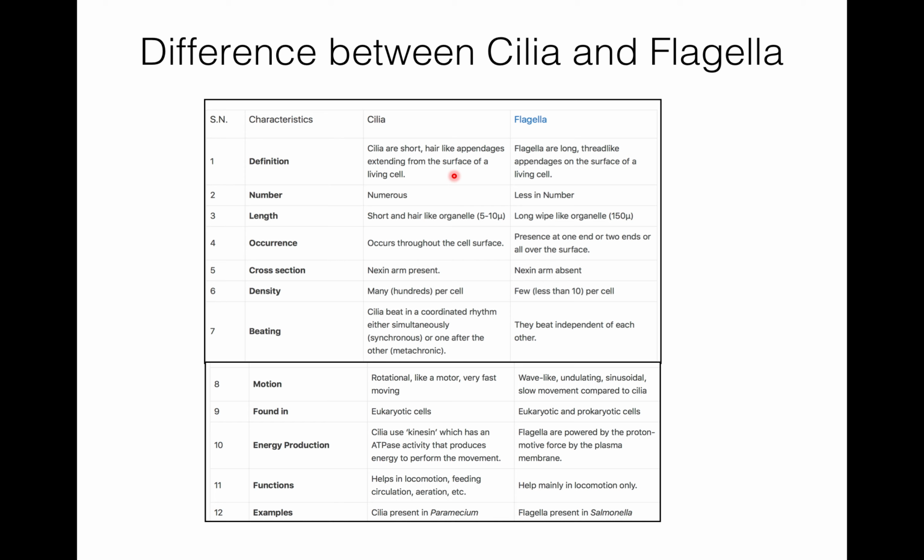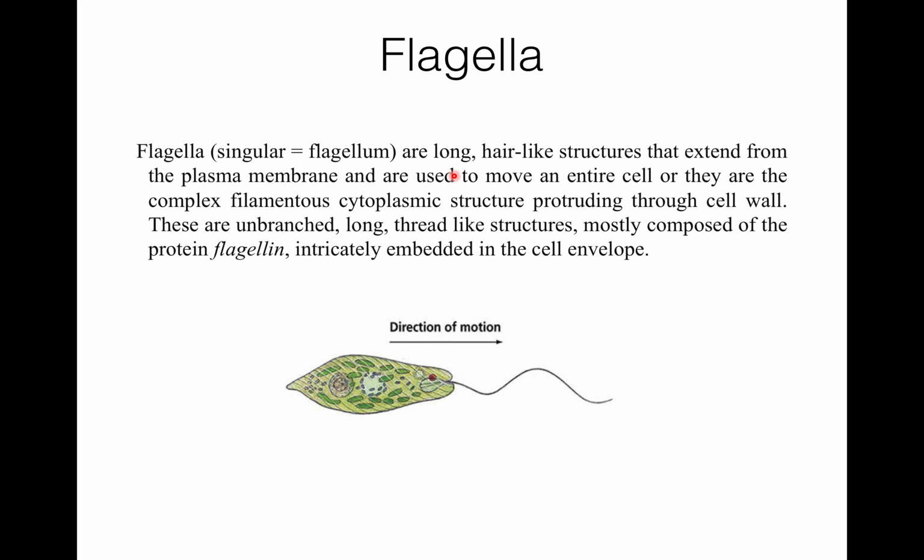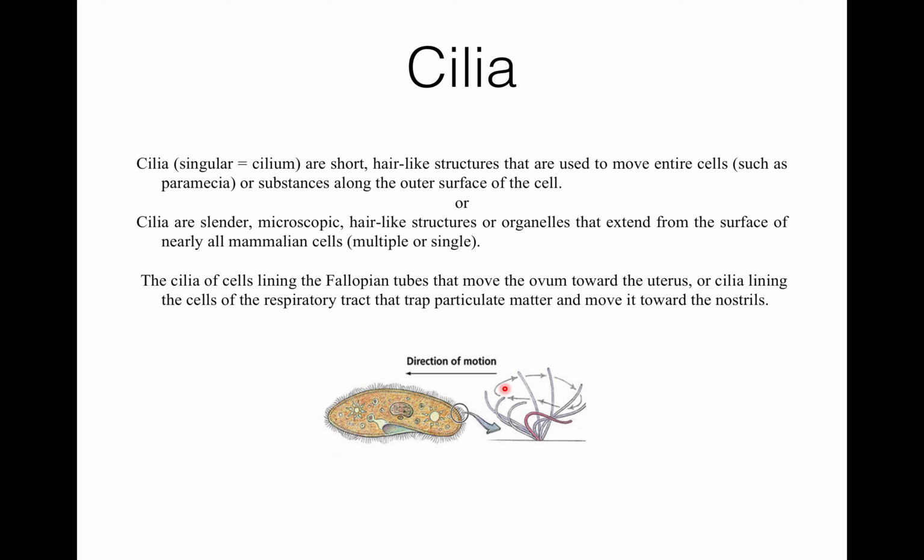The beating of cilia involves sliding movements of the microtubules on one another, as in muscle fiber, where actin filaments slide over the myosin filaments. Each ciliary beat is formed of two strokes, the power or effective stroke and the recovery stroke. Here you can see this is the ciliary action, that is a power stroke, and again this is a recovery stroke.